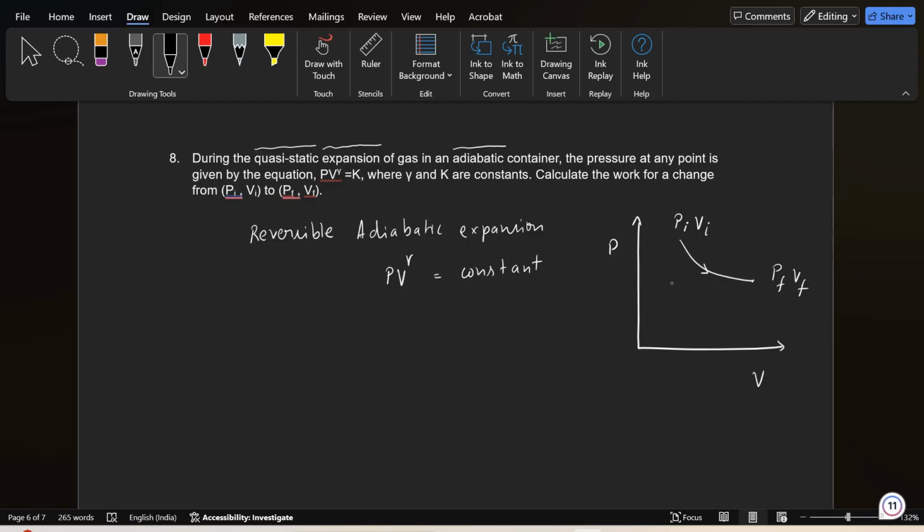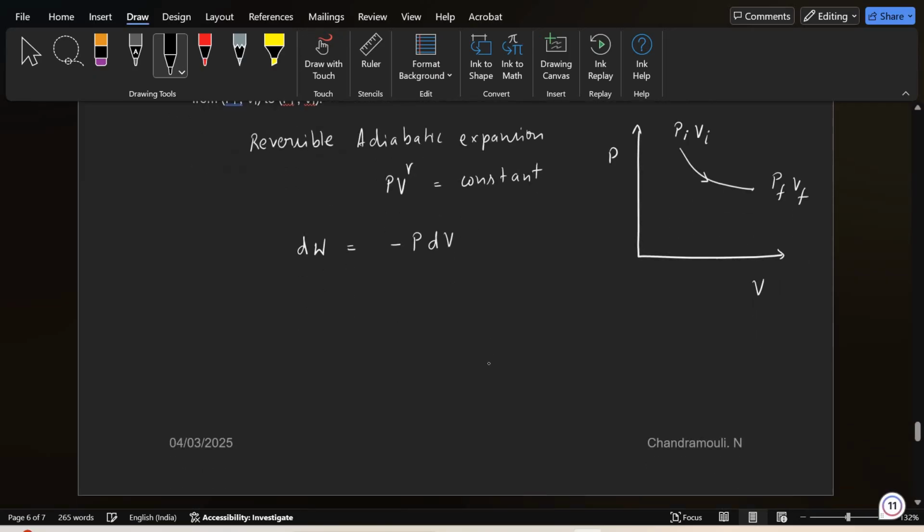So what do we want? They are asking us to calculate the work done in this process. Basically, we need to find the area under the graph, but we cannot do it directly. So work done, as we know, we'll start from scratch: dW equals minus P dV, correct? This is the basic formula.